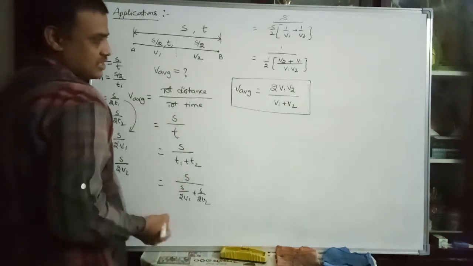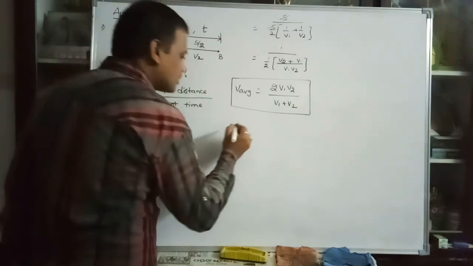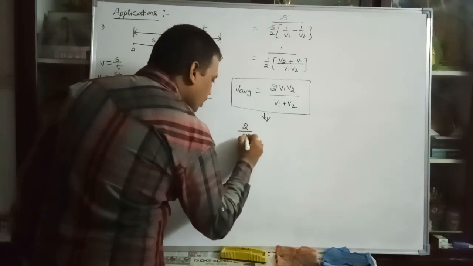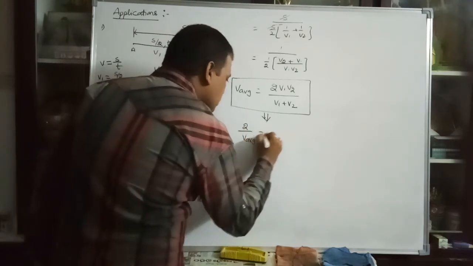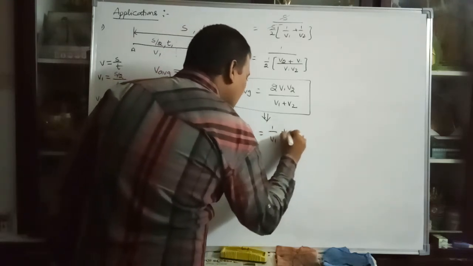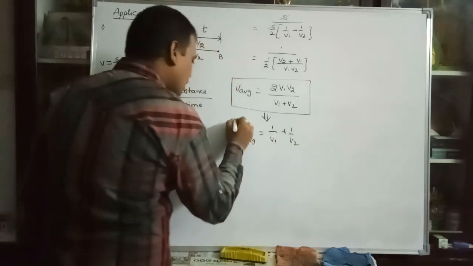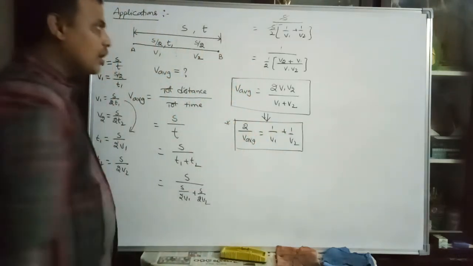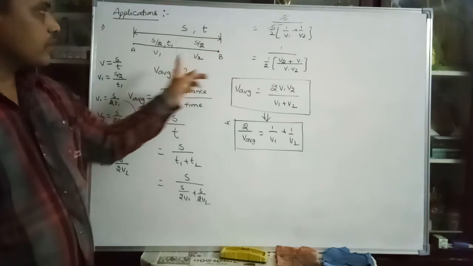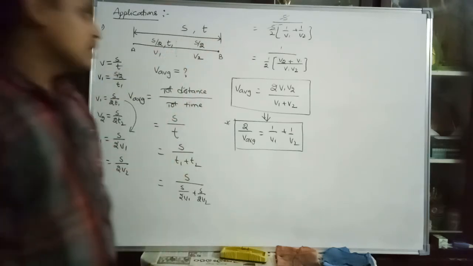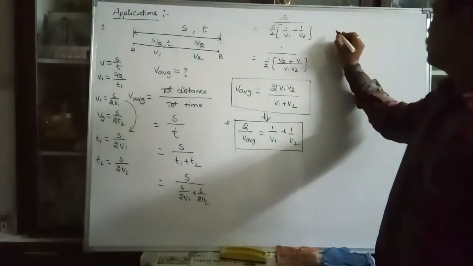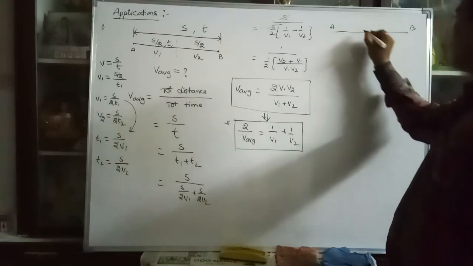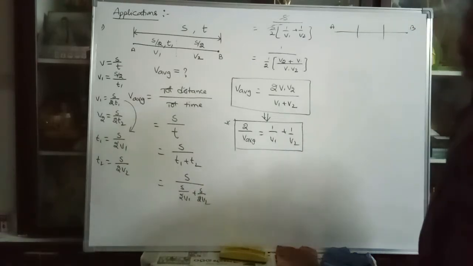So based on this equation, I am writing this equation also as 2 by v average is equal to 1 by v1 plus 1 by v2. This is also the same equation. Why are you using this equation? Here the total distance is converted into two equal parts. Sometimes they are asking, the initial point is A, the final point is B. This is divided into three parts.